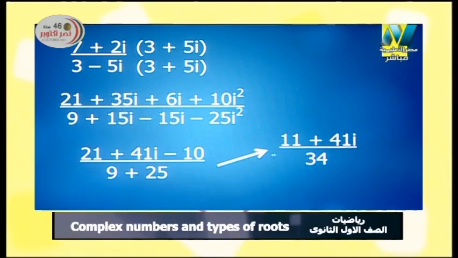We have the final answer. We have here 21 as a real number minus 10 as another real number. The answer will be 11. And 41i stays as it is because it has no like term with it. Denominator, we have two real numbers. 9 plus 25 equals 34.